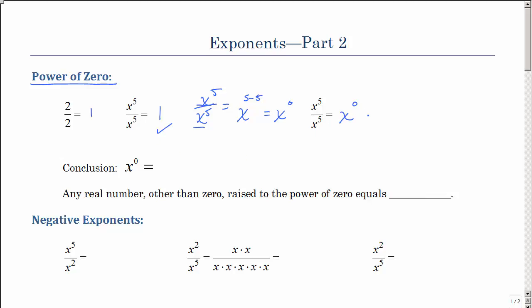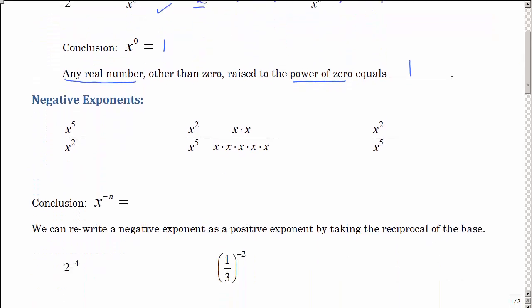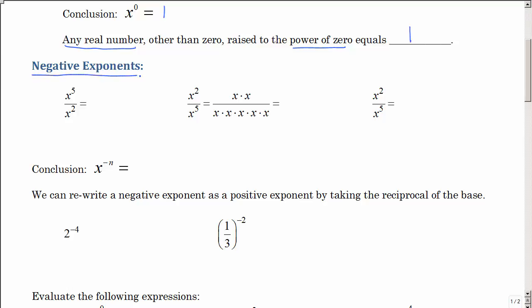But we also know when we divide a number or an expression by the same expression or number, it divides in there one time. So we can conclude that x raised to the power of 0 is equal to 1. In fact, not just x, but any real number other than 0 raised to the power of 0 always equals 1. The next type of exponent we need to look at are negative exponents.